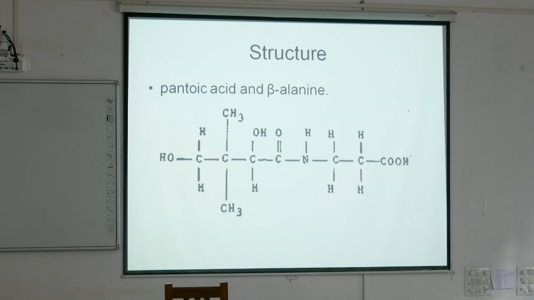Beta alanine. What do we have in our proteins? Alpha alanine. Beta alanine is something different, right? The amino group is located on the beta carbon, and together with pantoic acid they are called pantothenic acid or pantothenate.